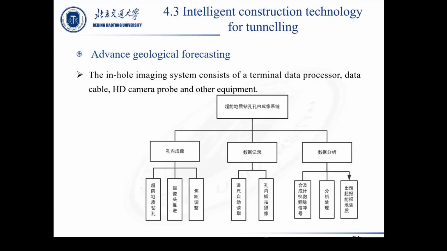And the in-hole imaging system is mainly composed of terminal, data processor, data cable, HD camera, probe, and other equipment, as shown in figure. The function of each component is as follows. In operation, after the drilling is completed, the camera is pushed into the borehole to take the shot.